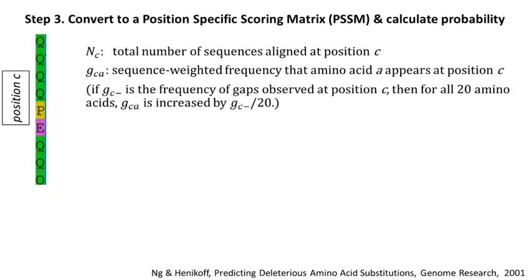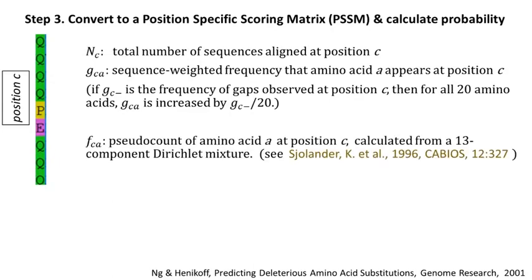If there is a gap in the alignment, and if G_C' is the frequency of gaps observed at position C, then for all 20 amino acids, G_CA is increased by G_C' divided by 20.